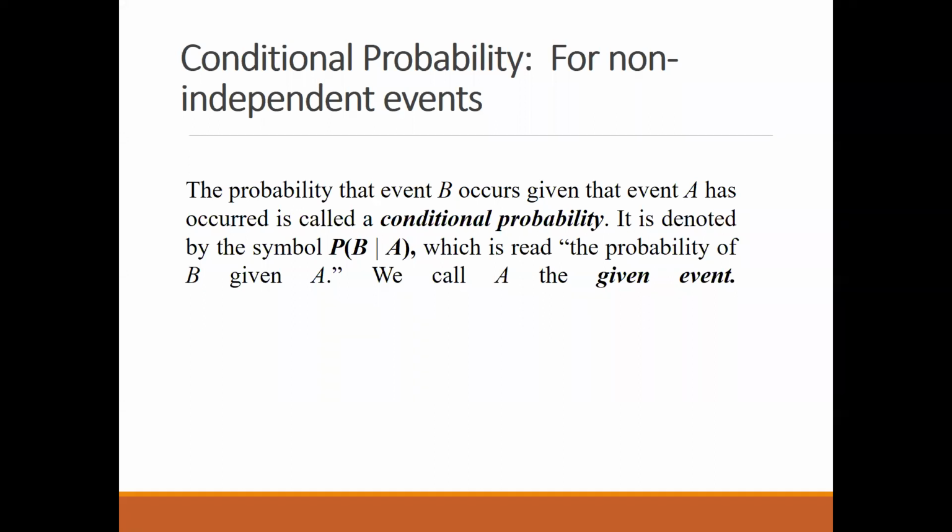The probability that B occurs given that the event has already occurred, please remember, is called a conditional probability. So what is the given event here? A is your given event. That means A has already occurred. So what is the probability that B will occur?